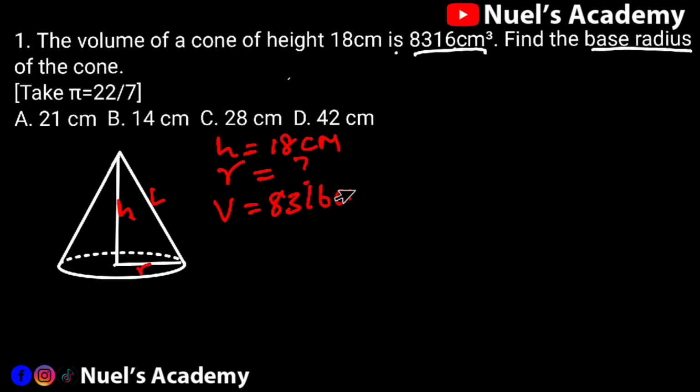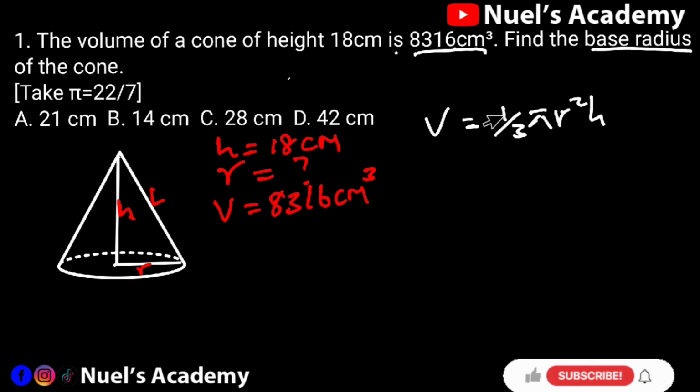And then the volume of the cone is given as 8316 cm cubed. So we know that the volume of a cone is given by 1/3 pi r squared h, where h is the height and r is the base radius. Then pi is given in the question as 22/7. So let's go ahead and substitute what we have in this equation.